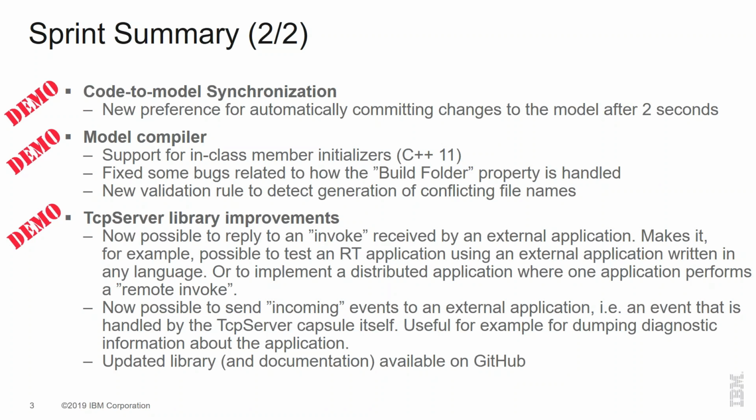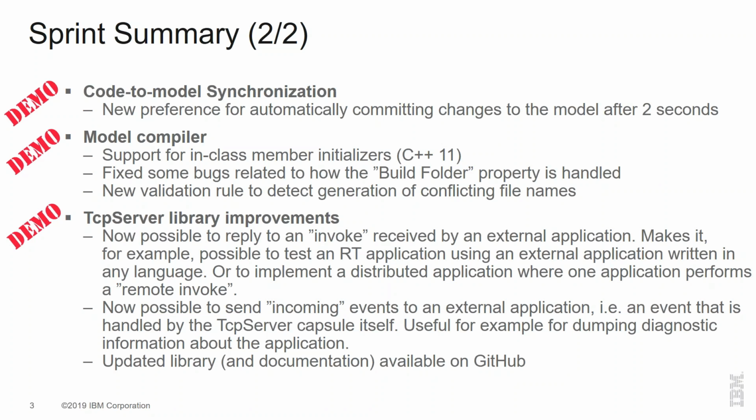And then we worked a bit on our TCP server library that we have on GitHub. What we did in this sprint was to make it possible to perform remote reply. So in case you have an application that makes an invoke, that invoke is received by an external application. Now this external application can reply to the invoke to make the application continue running. This was an important feature to make it possible to fully test all aspects of an ART application.